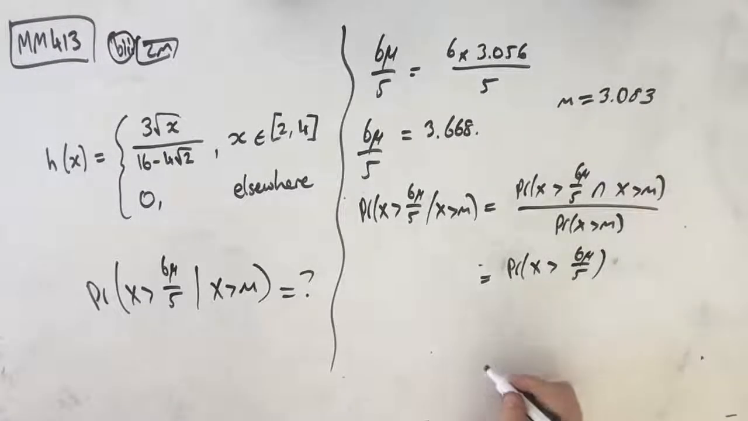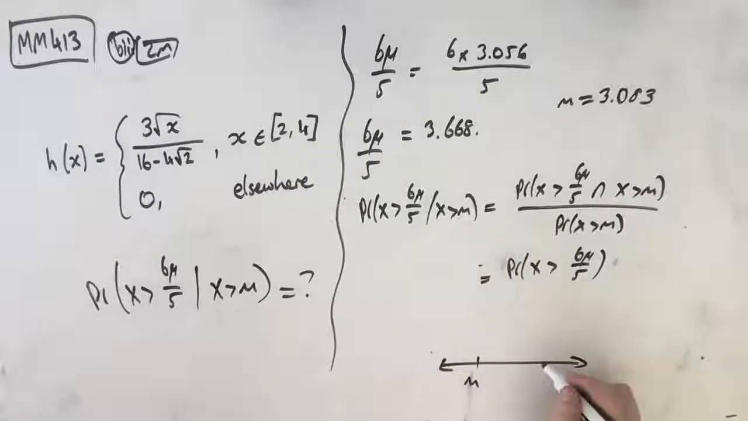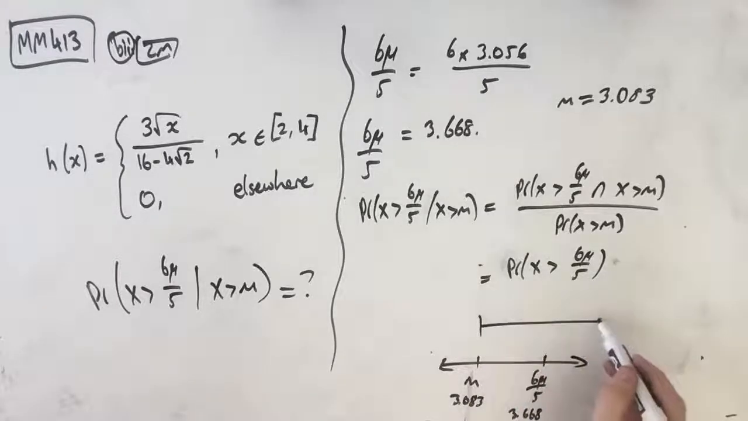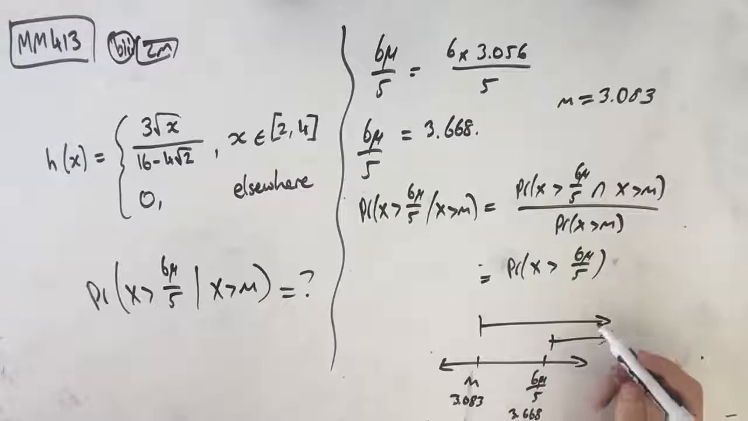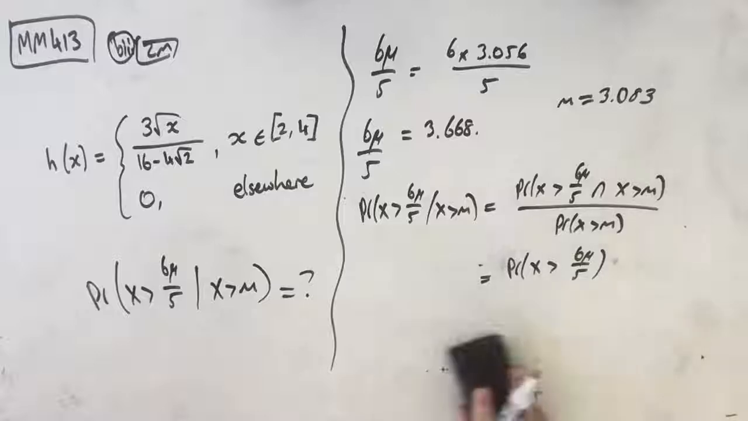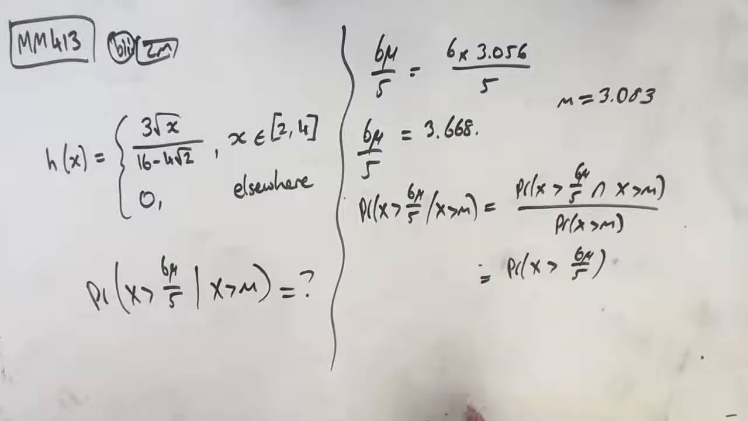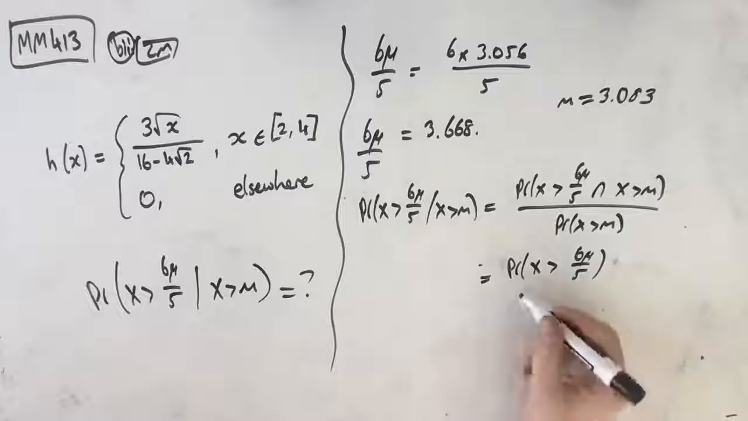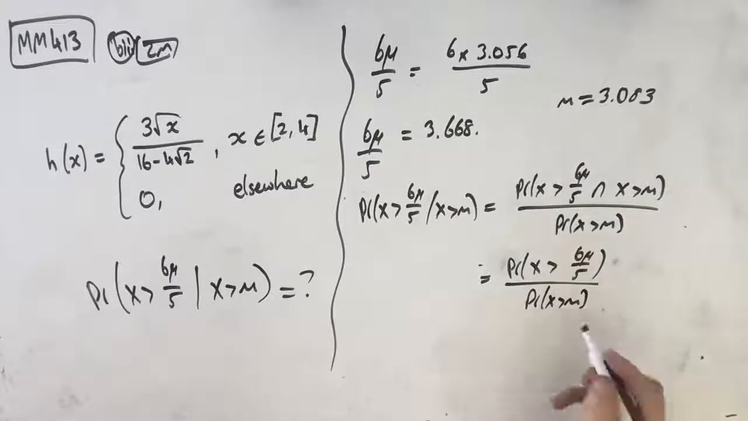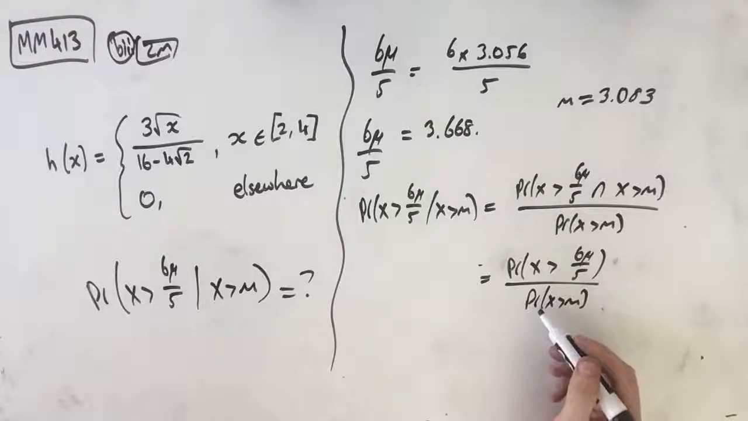Okay? If you think about this on a number line, if we had our M here, which is 3.083, and our 6 mu on 5 here, which is our 3.668, greater than M is all of this, greater than 6 mu on 5 is all of this, so the intersect between these two is everything from this point forward, which is everything after 6 mu on 5. Awesome. And then what we're looking for is the probability that x is greater than M as well. So we know that the probability that x is greater than M is going to be 0.5, right?